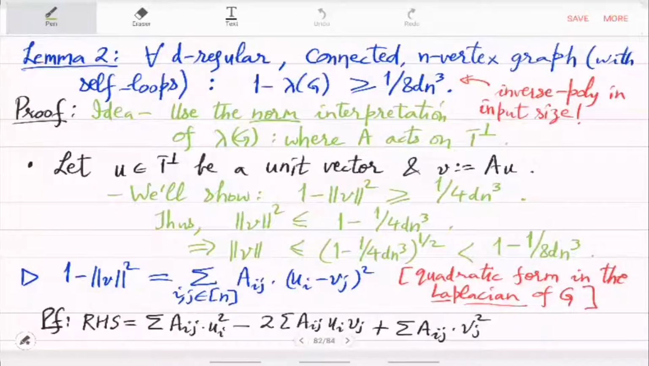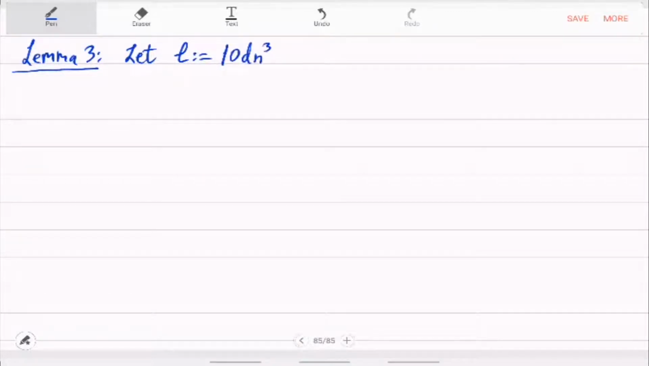So if we finish this proof, now what we will do is the final lemma, where we will show that taking L to be roughly n cubed log n, if you take these many steps, then with high probability you will reach T. So let L be 10 d n cubed log n. Remember d is 3, so this is like 30 n cubed log n.